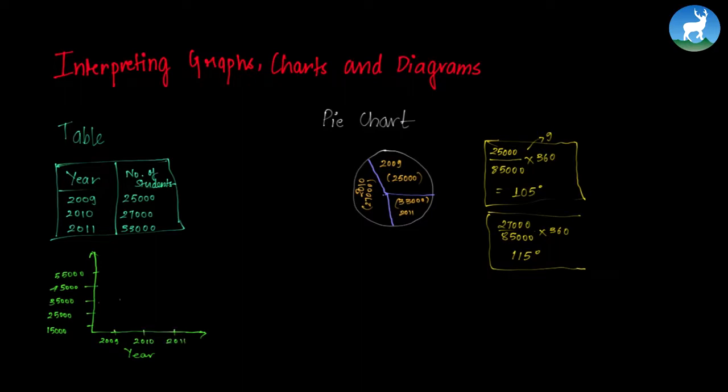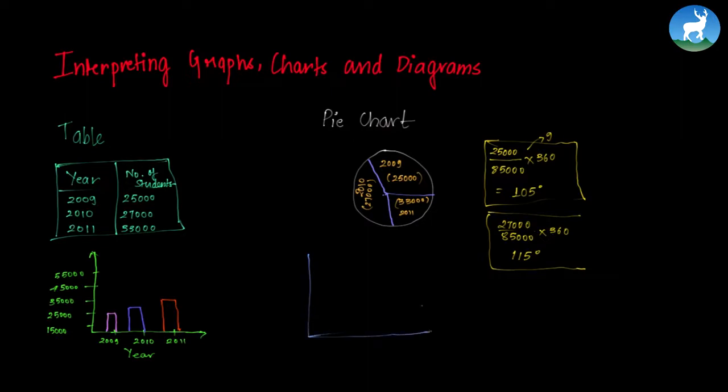So we make a bar diagram, a rectangular bar for 2009, and we have 25,000. Let's try to make it exact. It's 25,000 for 2009. For 2010, we have 27,000, so it's slightly higher or larger than 2009. And then for 2011, we have 33,000, which is again slightly higher. Now this is a bar diagram, and we will now look at a line graph.